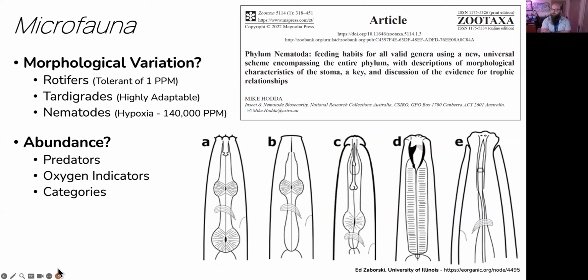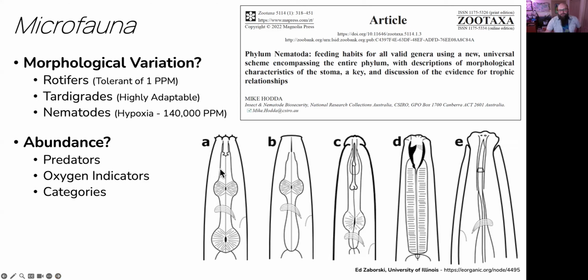But nematodes can be variable, from almost below 0%, or just a few parts per million oxygen, all the way up to 14%, right? If the atmosphere is 21, then there's a diffusion into soil.